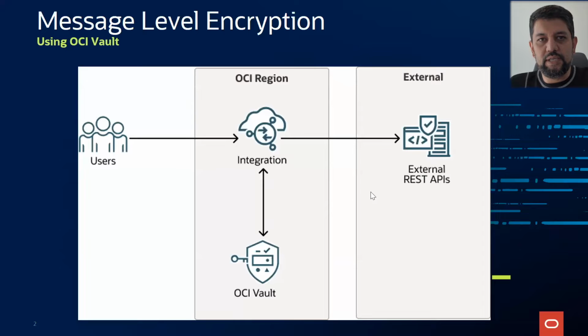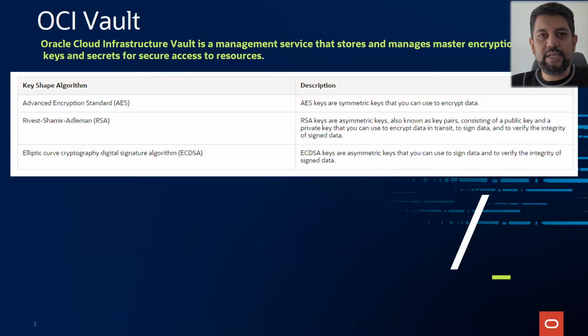So what is this use case all about? When we are working with third-party systems, especially banking systems and payment gateways, there is many times a requirement that the payload you are sending should be encrypted using a certain key. And how do you do that when you are creating an integration using OIC? In that regard, there is a service called OCI Vault Service inside Oracle Cloud Infrastructure.